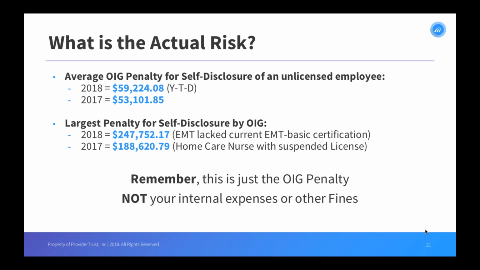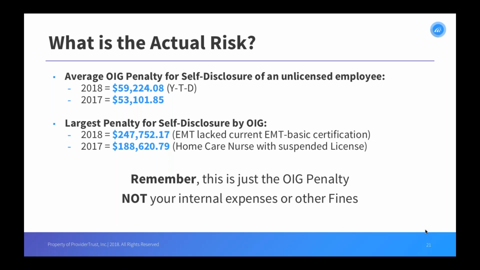So the average OIG penalty for self-disclosure of an unlicensed employee. If I had an unlicensed person working in my organization and I self-disclosed that to the OIG, the average penalty this year for self-disclosures is about $59,000. In 2017, the average was $53,000. So those are just averages that we've seen last year and so far this year.